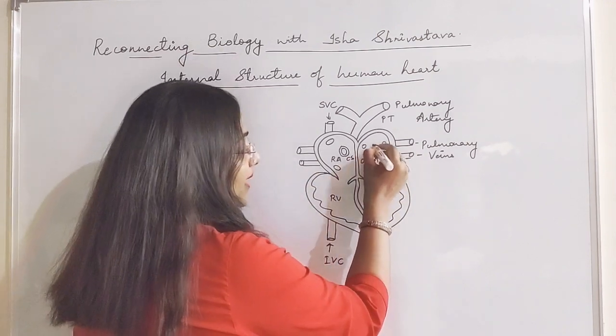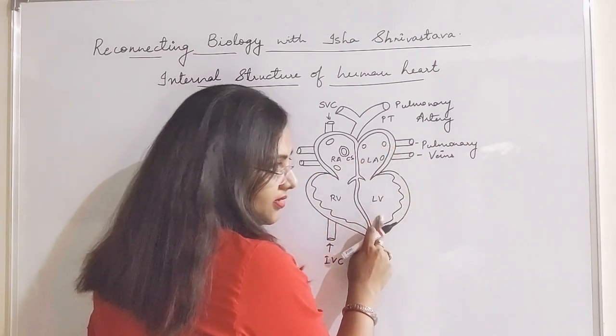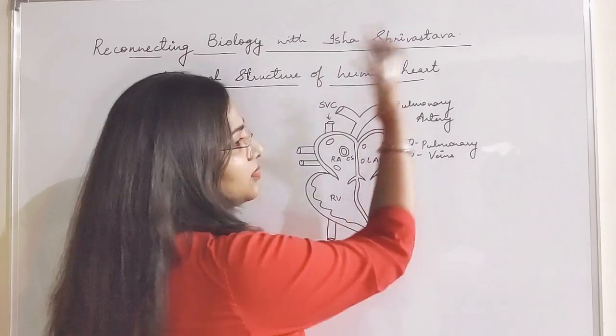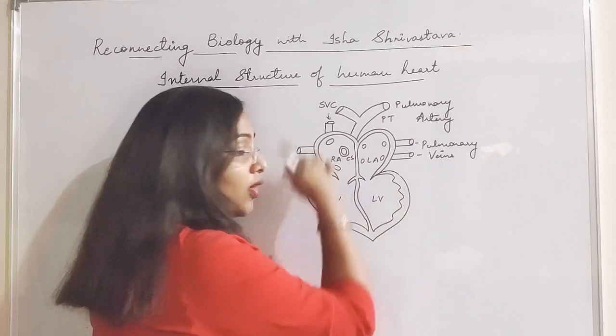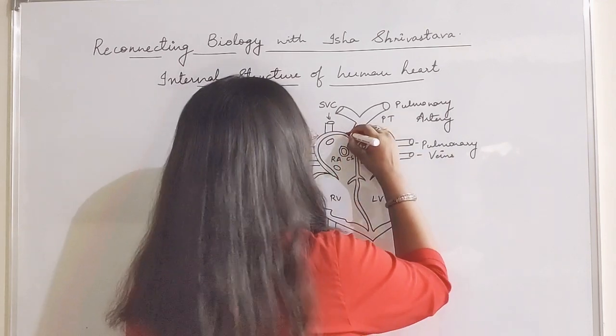Now the blood is then taken to the left ventricle. From here it flows to the other parts of the body through the aorta. Now this aorta arises dorsally and it looks something like this.